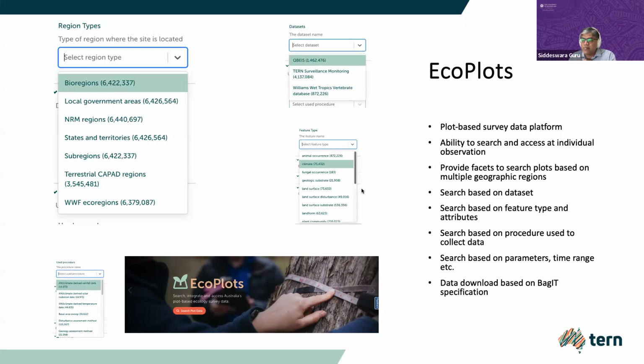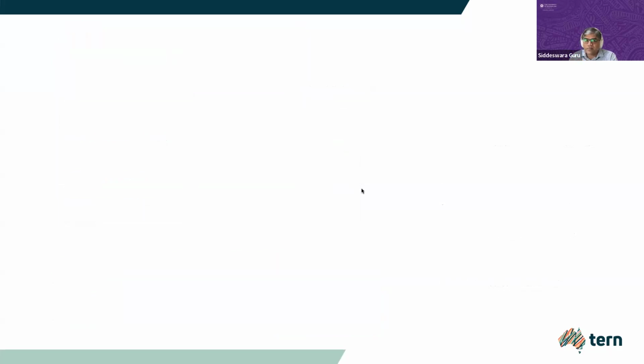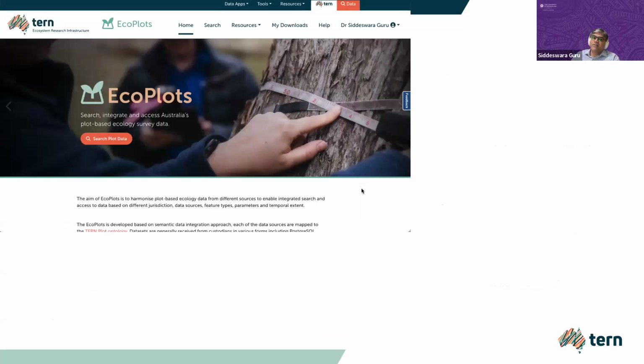And of course, you can search based on the parameters, and then you can give a time range. And most of the data sets you can download based on the BagIt specification. And once you're happy with the data, you can even mint a DOI for all your data sets, whatever you have downloaded. So just to provide a bit of a screenshot of how it works.